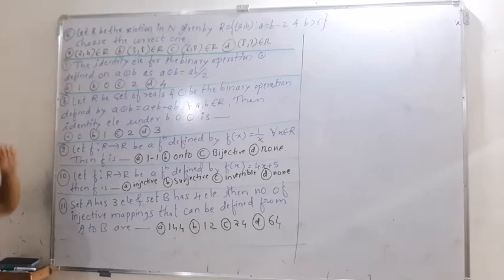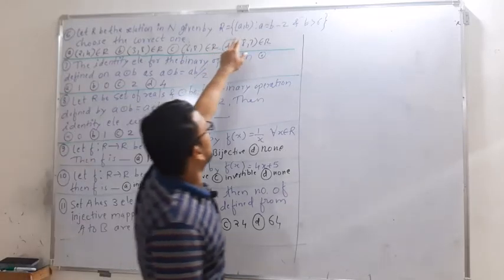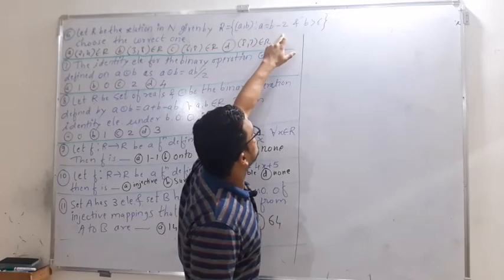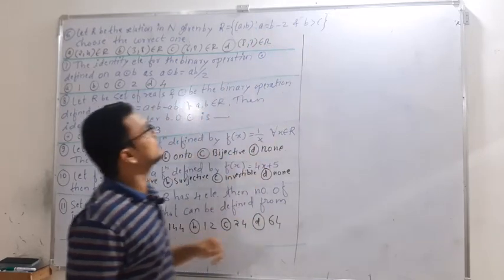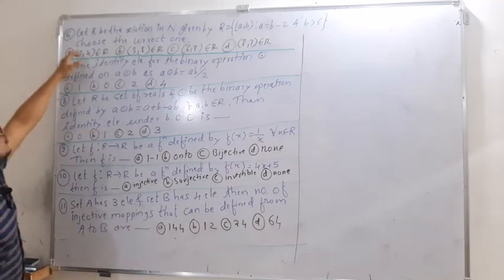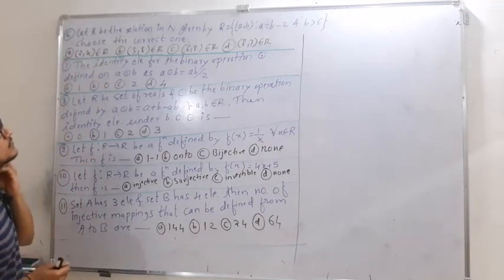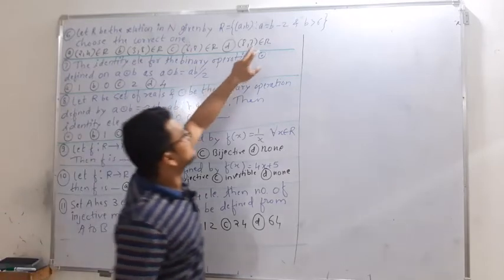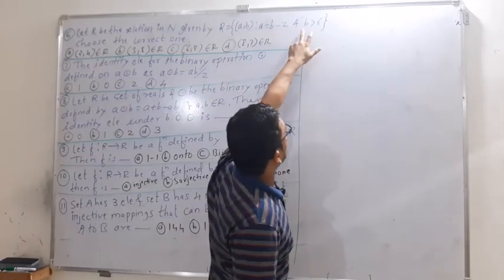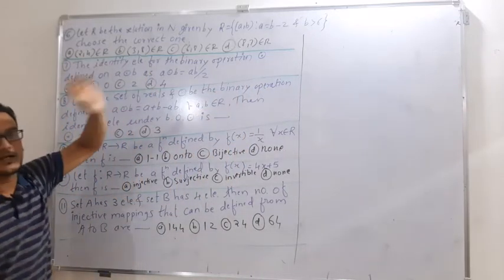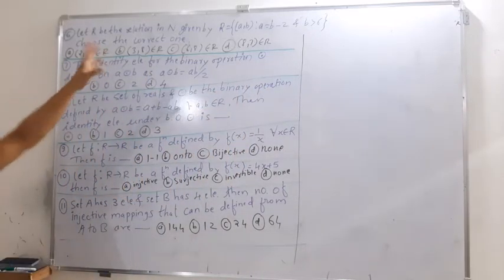Let R be the relation in N, that is the set of natural numbers, given by R equals the ordered pair (A, B) such that A equals B minus 2 and B is greater than 6. Choose the correct one of the following options. Okay, so they have given one relation here, A equals B minus 2, and the condition is B is greater than 6. Then among these, which option will be correct, meaning which ordered pair belongs to that relation R.